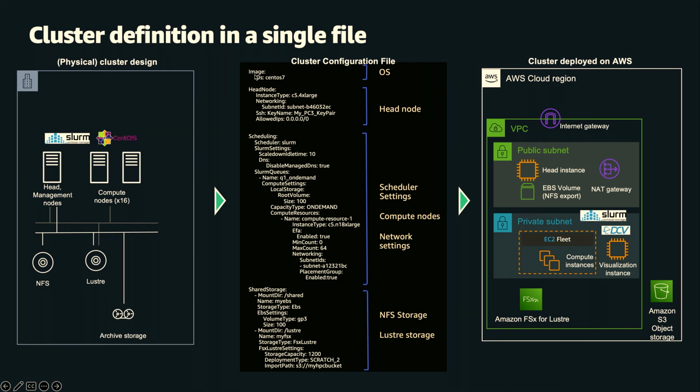So you've got your image. We want this to be a CentOS 7 box. Our head node has an instance type of X. It's deployed in this subnet. We want to use this SSH key. We define it for global SSH inbound access.